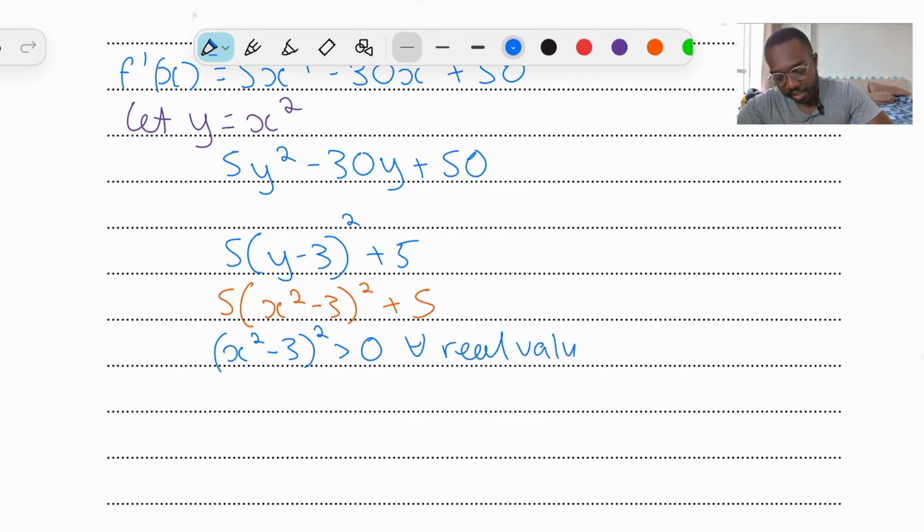Now, why is that? Because it doesn't matter what value you have for x, if you square it, it's going to be a positive value. Therefore, we know that that will always be greater than 0. Therefore, 5 times a positive value will always be greater than 0. And so 5 times (x squared minus 3) squared will also always be greater than 0 for all real values of x, okay?